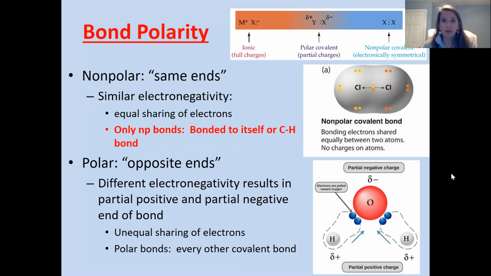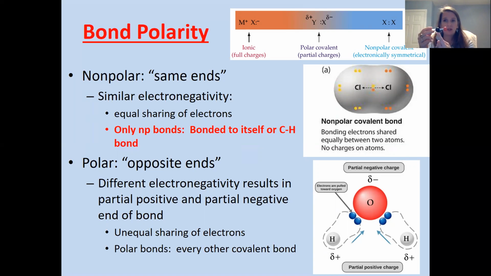So we have nonpolar bonds and we have polar bonds. Again, nonpolar means that there's equal sharing. So in order to have a nonpolar bond, these two things have to be the same. They have to be the same atom, or we can have a carbon bonded to a hydrogen. In that case, the electronegativity values between the carbon and the hydrogen are so minuscule that the electrons are shared equally between a carbon and a hydrogen.